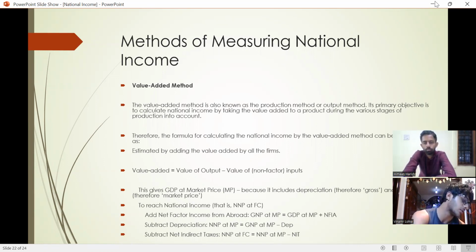And how do you calculate this? What do you call that? Compensation of employees.